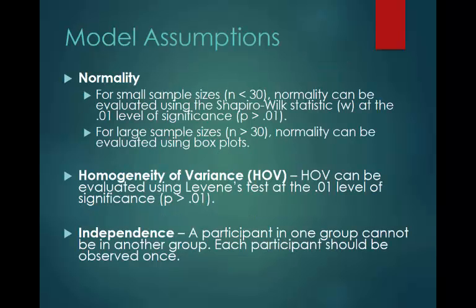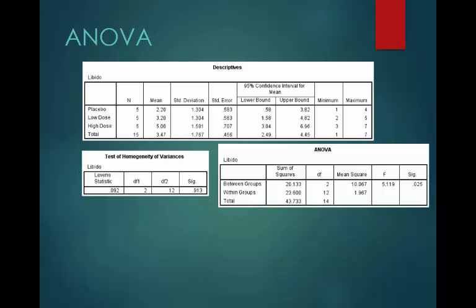Okay, so model assumptions. Again, with all of these, there's some sort of assumption. And again, you have normality, homogeneity of variance, independence. And then here you see what your ANOVA output is going to look like in SPSS. You can see sum of squares between groups, sum of squares within groups. Here's your F statistic, and then here's your level of significance.